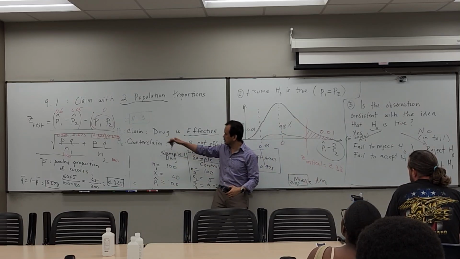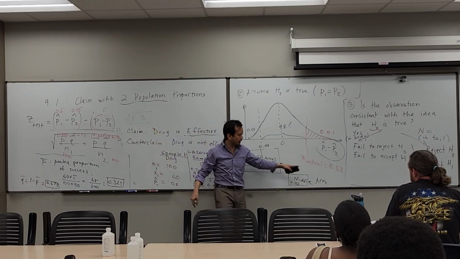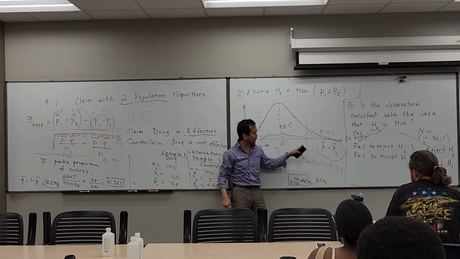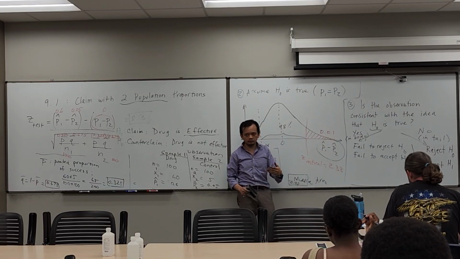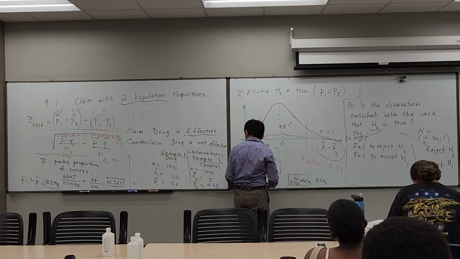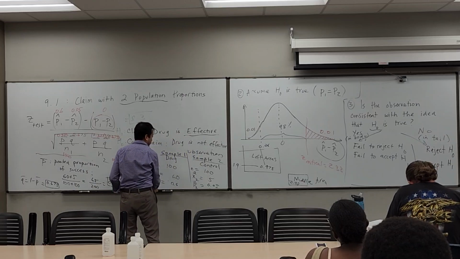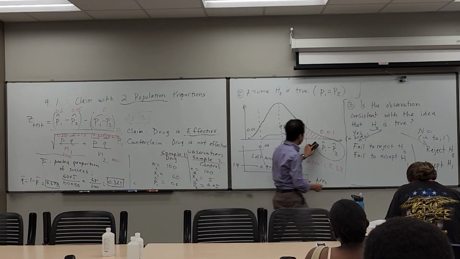So is our observation, the number 8, to the left or right of the number 2.33? It's to the right, right? So it's to the right of where the right tail starts, so therefore it has to be in the right tail. And in this case, it happens to be pretty far to the right.